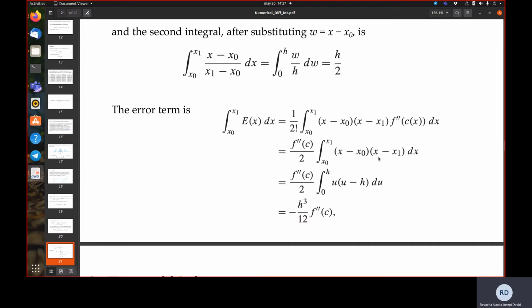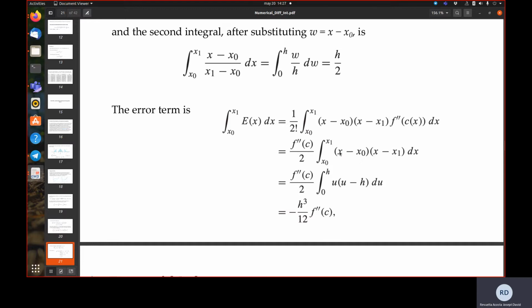And then we have these two. And then if we establish, instead of going from x0 to x1, we say we're going from 0 to h. So we are assuming that x0 is equal to 0, and then we just established that h is equal to x1.